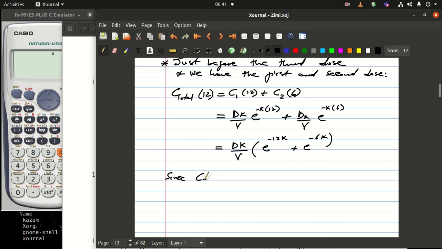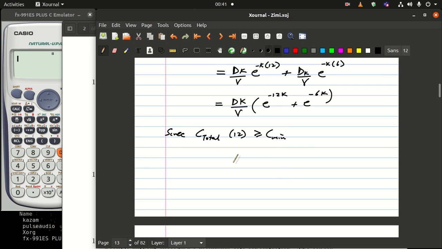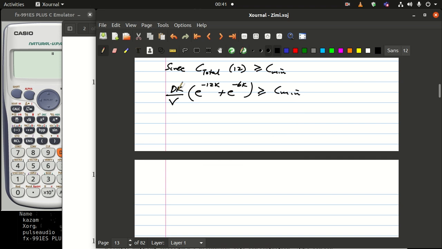But we know that C total, the total concentration, we want to make sure that it is above or equal to C min, right? So we want Dk divided by V, and then inside I have e raised to minus 12k plus e raised to minus 6k. We want this to be bigger or equal to C min. And then if you continue to solve, V is in the denominator, so we multiply. This means that we must have this bigger than or equal to V times C min.